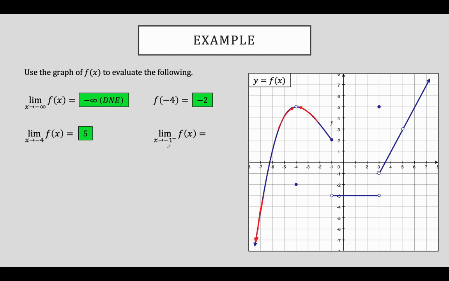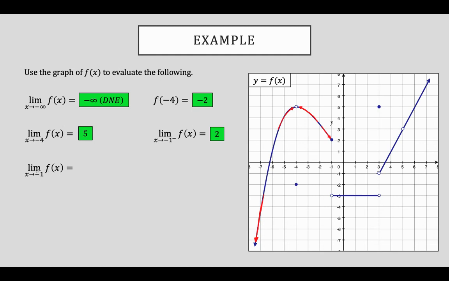Let's look at the limit as x approaches negative 1 from the left of f of x. The limit as x approaches negative 1 from the left. So here's x equals negative 1. We are coming along our curve and approaching negative 1 from the left side. As my x values get closer to negative 1 from the left, what are the y values getting closer and closer to? They are getting closer and closer to 2.